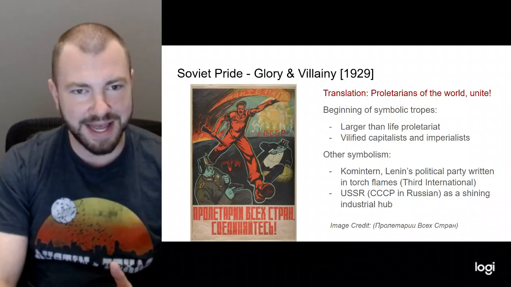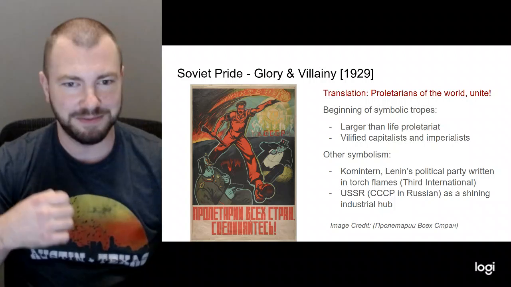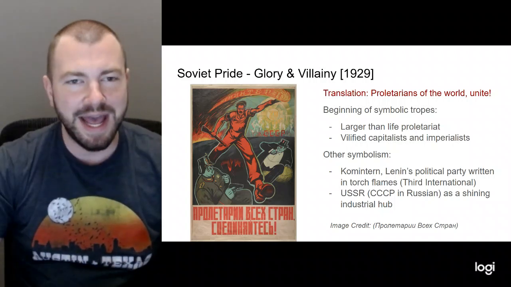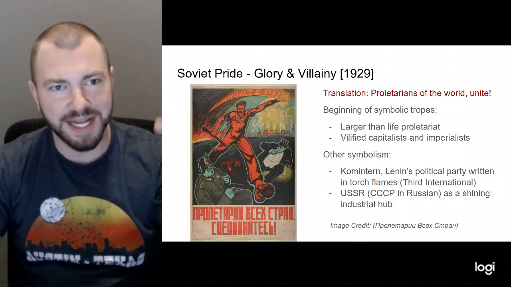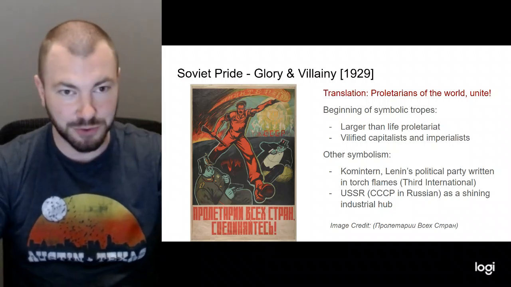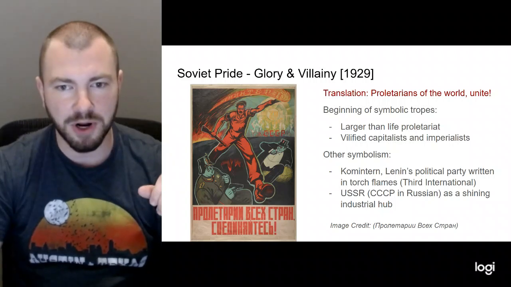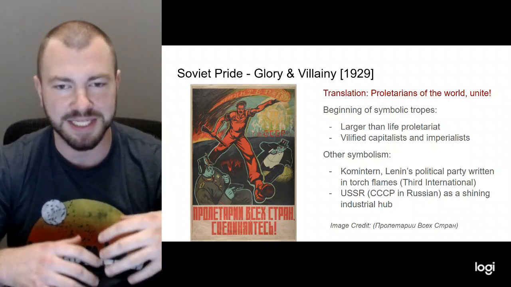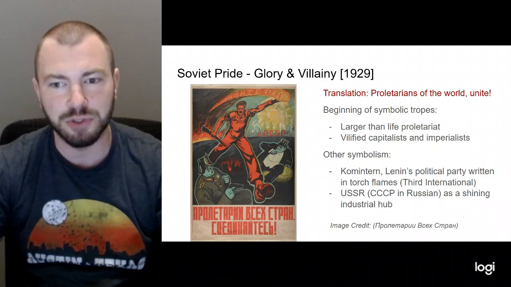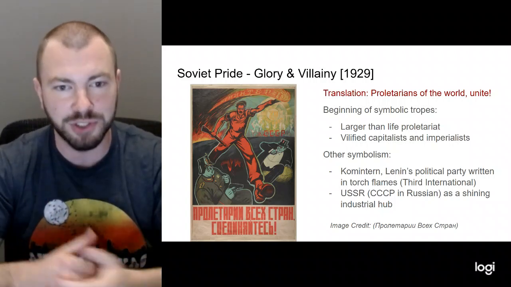So here we see a very larger-than-life proletariat in the middle of the image. He's striding forward and holding a large blazing torch overhead. Written in Russian letters above or behind the torch is Komintern, which is the abbreviation for a political party that Lenin founded. It was intended to spread communism and socialism to other nations and engender a worldwide revolution of communism.